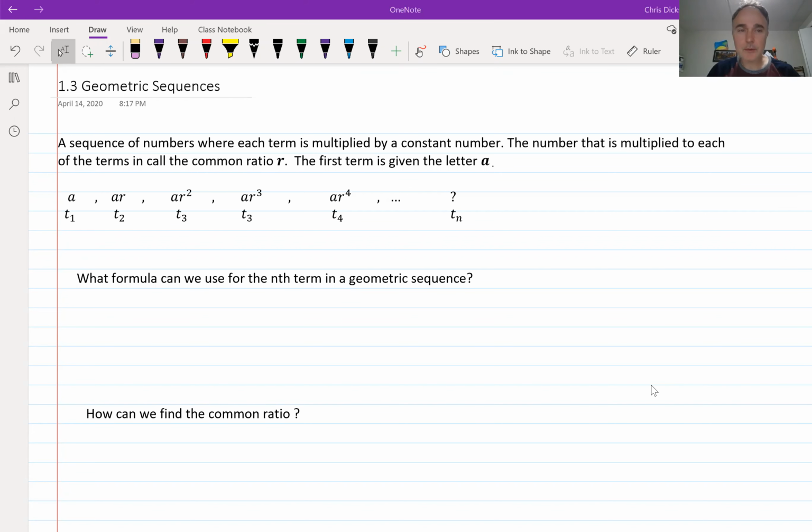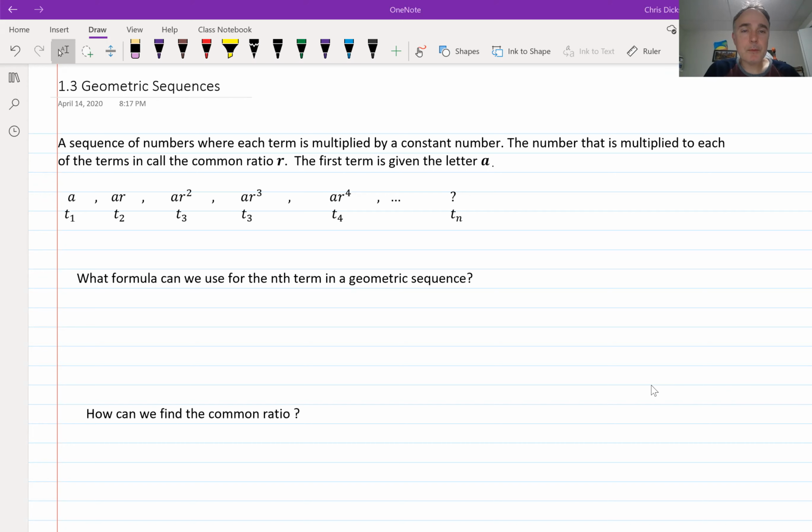Okay, we're looking at geometric sequences. This is a sequence where every term in it is being multiplied by a common number. So it's not like an arithmetic sequence where you're adding a certain number each time, but you're actually multiplying here. I'm going to get rid of my video thing that's put up there.